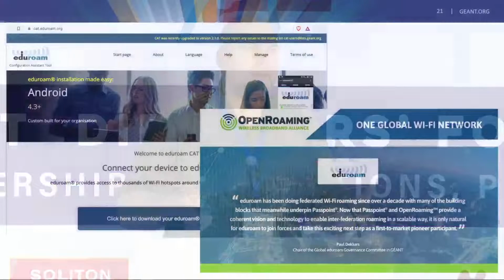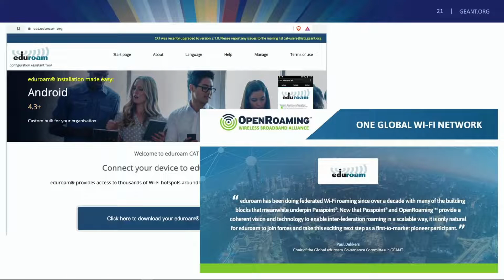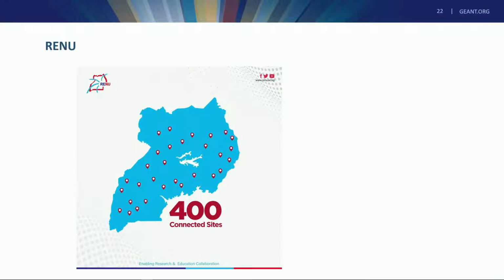And the other one is things like CAT, the Eduroam installer, things like Get Eduroam that Guy was talking about, Eduroam visitor access, all kinds of things to make it easier for end users to get an Eduroam account and for universities to roll out secure configurations, etc.